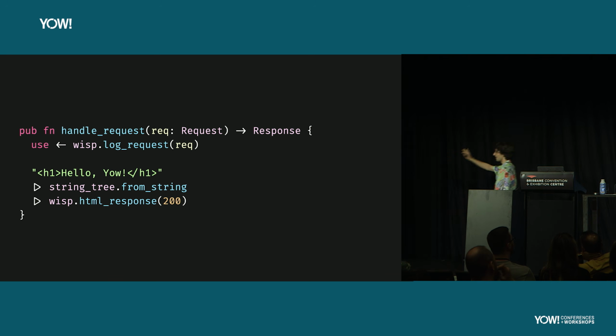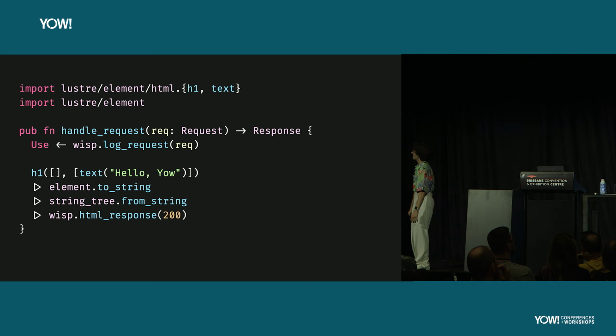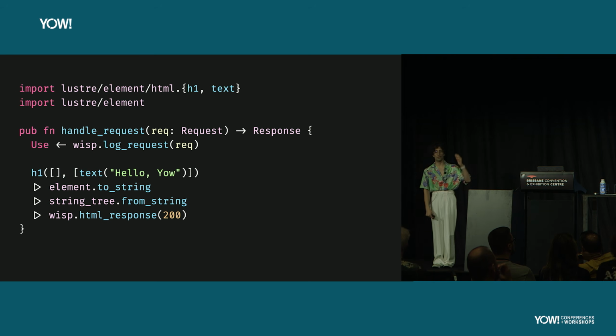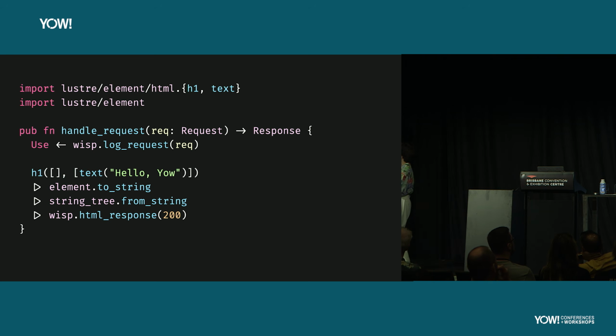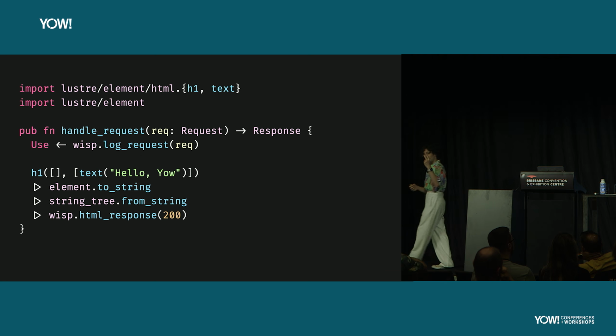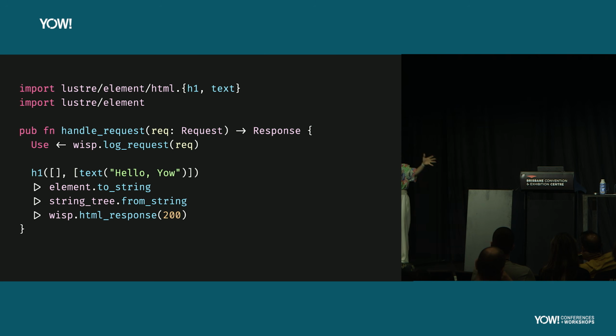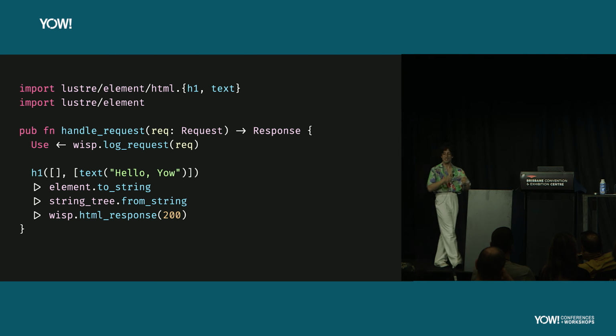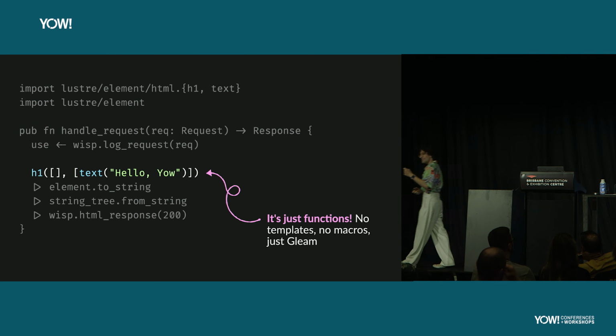Well, we start with our hard-coded string, and this is how you would do it in Lustre. Again, it's just a function call. We're calling the h1 function coming from Lustre's library, and unsurprisingly, that is going to produce an h1 HTML element. It takes two lists as input, a list of attributes and a list of children. Here, the only child of the h1 element is the text hello YOW. And again, this is just a function call.